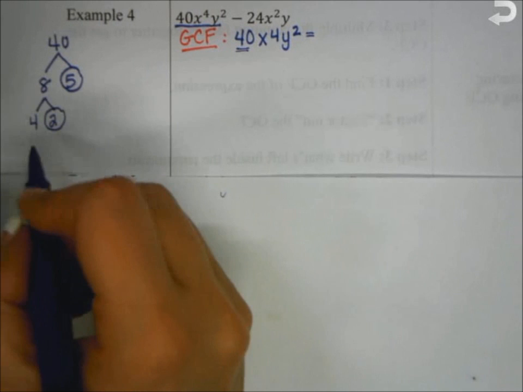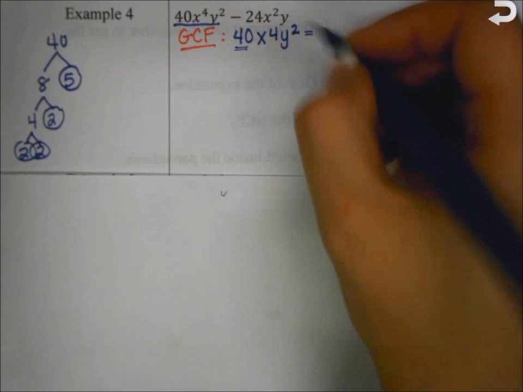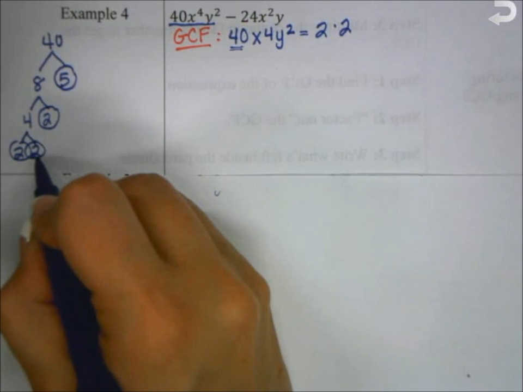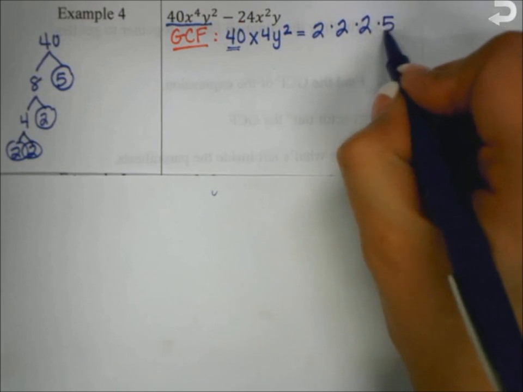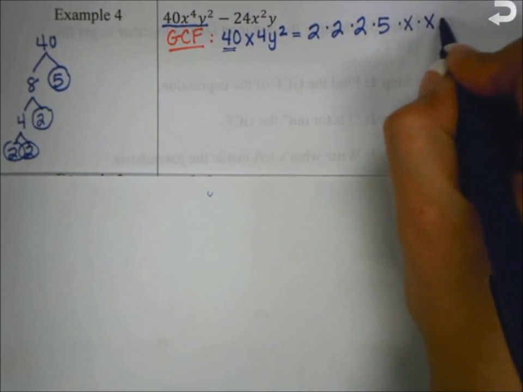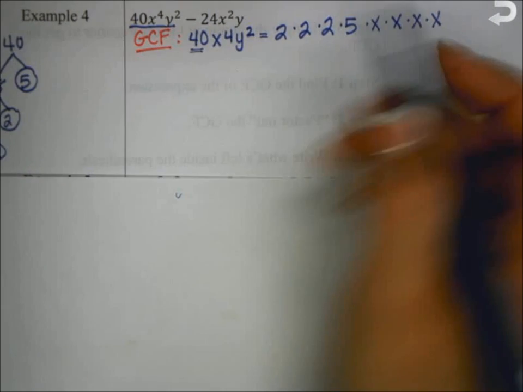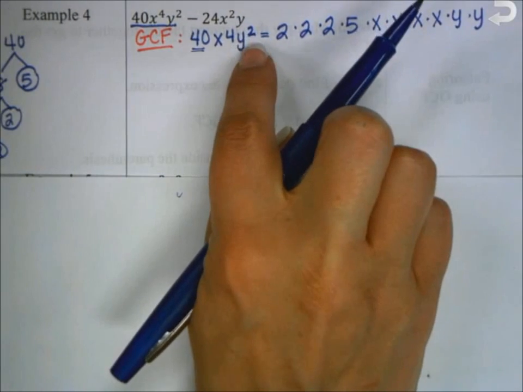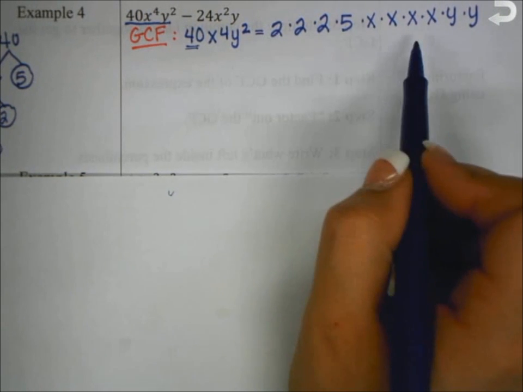So let's rewrite this as a product of primes. 2 times 2 times 2 times 5. That gives me the 40. We have x to the 4th, so that's x times x times x times x. And then we also have a y squared, so times y times y. So this is all 40x to the 4th y squared broken down. We just broke it down to as many factors as we could. Okay? If you were to do all the multiplication out, we would still end up with this answer.